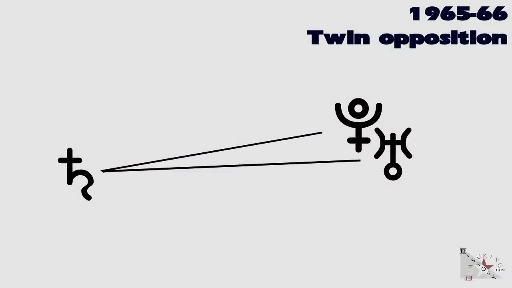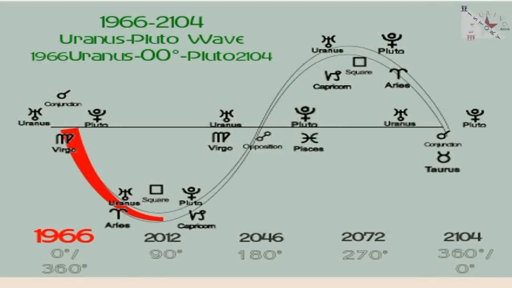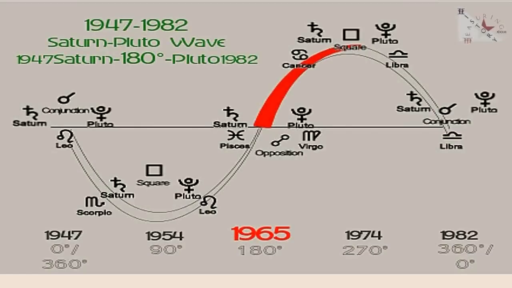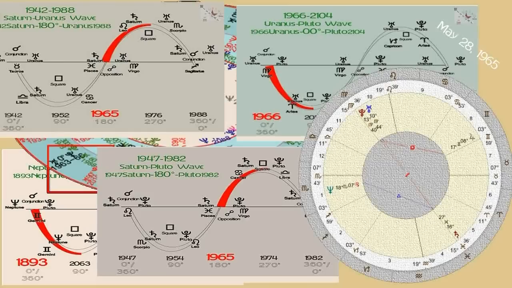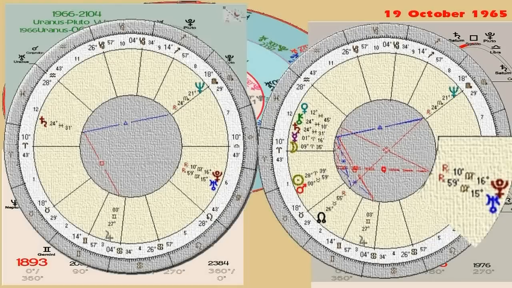And then when we get to the 1960s, obviously a significant turning point, we get the twin oppositions of Saturn to the Uranus-Pluto conjunction: Saturn to Uranus, Saturn to Pluto. So again, we get the same three outer planet waves: Saturn-Uranus, Saturn-Pluto, and Uranus-Pluto. Of course, now we begin the new Saturn-Pluto wave, 1966 Uranus-Pluto 2104. So hints of the 21st century in the 1960s.